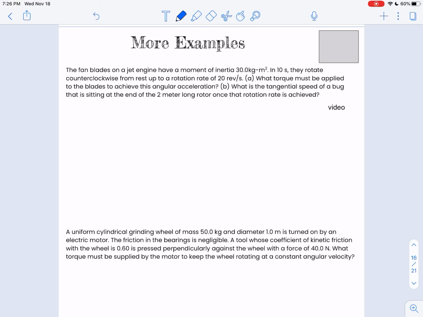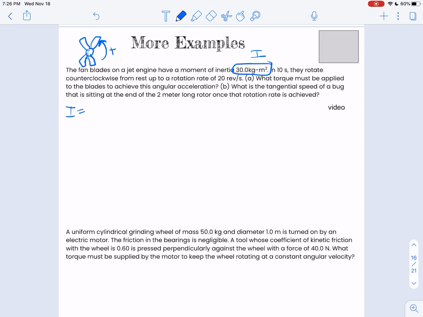All right, so let's try a couple more. The fan blades on a jet engine have a moment of inertia of 30. Well, that was convenient. We got that already. In 10 seconds, they rotate counterclockwise from rest. So counterclockwise would be that way. Let's just call that positive. Up to a rotation rate of 20 revolutions per second.